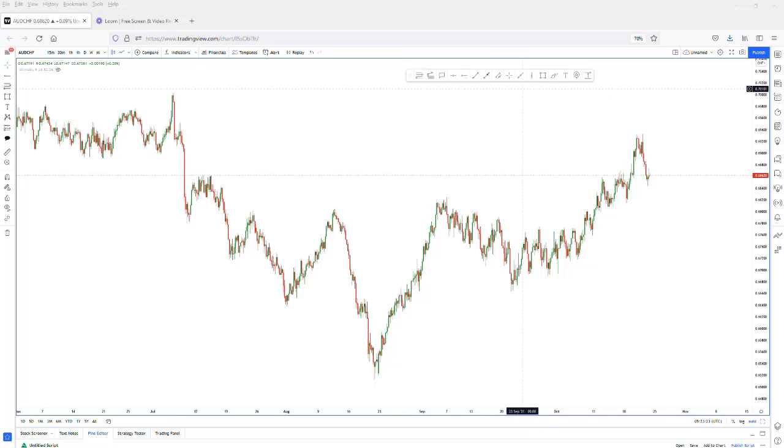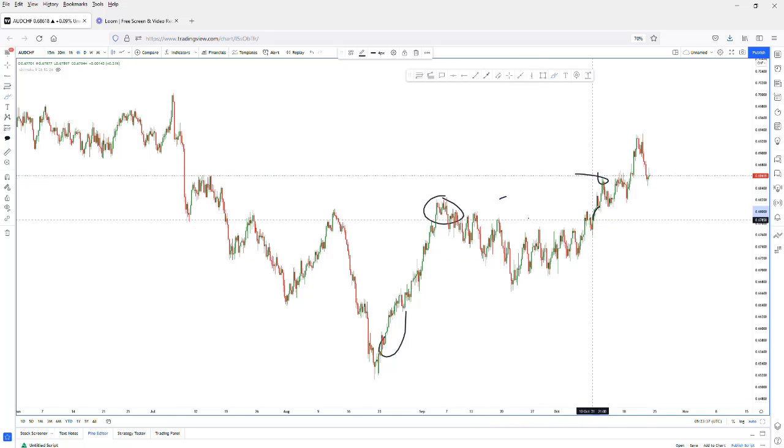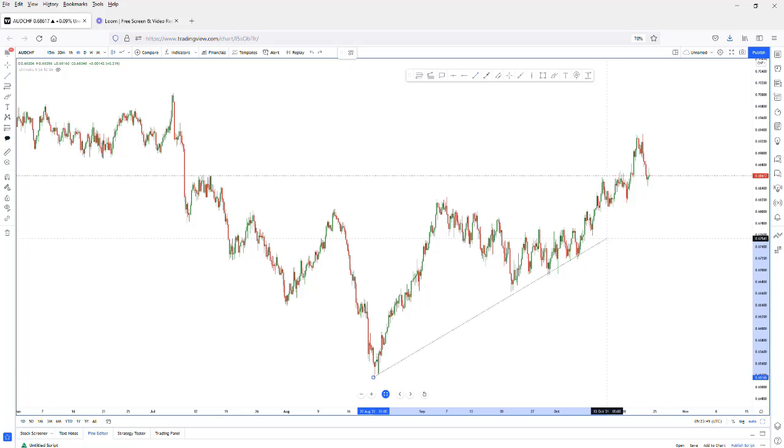And first, I will always like to determine the market structure before doing any form of analysis, right? So you can clearly see that the market structure is on a bullish momentum. Why? Because it's producing higher highs and higher lows. Not only that, price is trading in an ascending trend line right here, which really shows that it's actually on an upward trend.